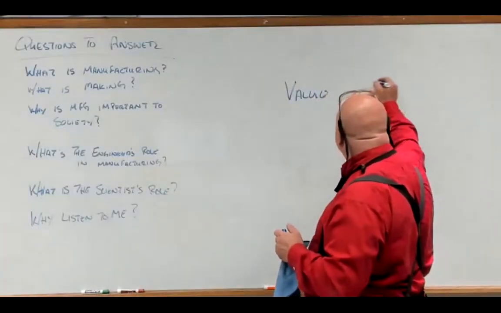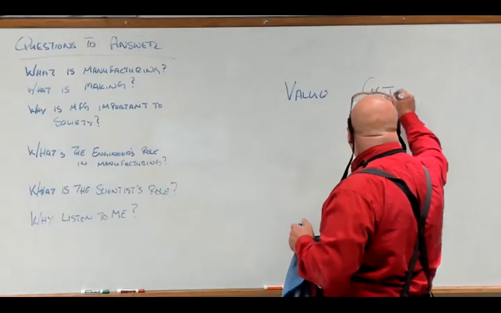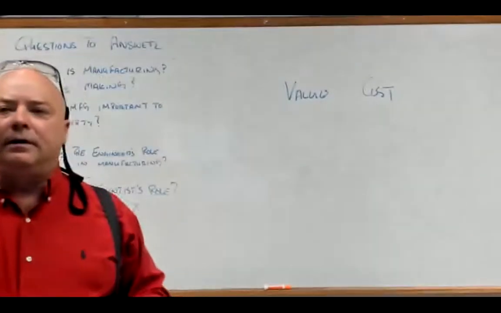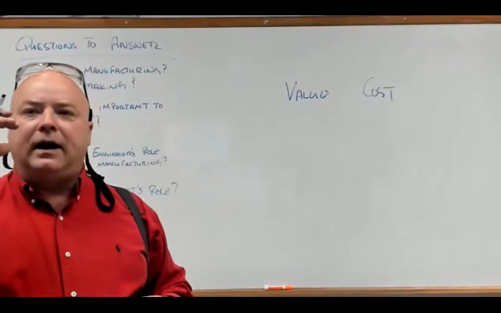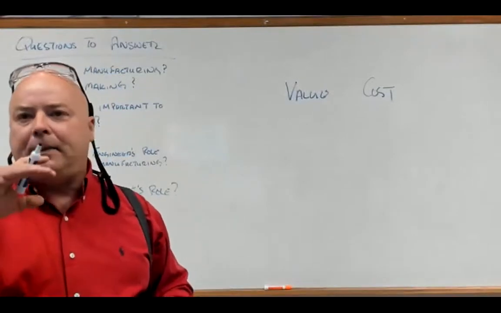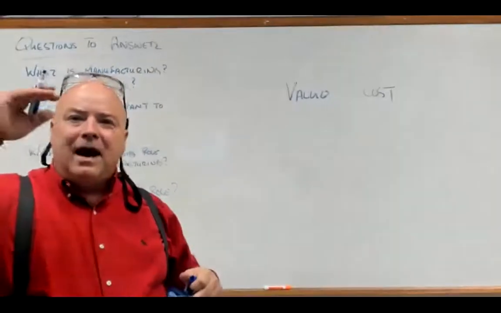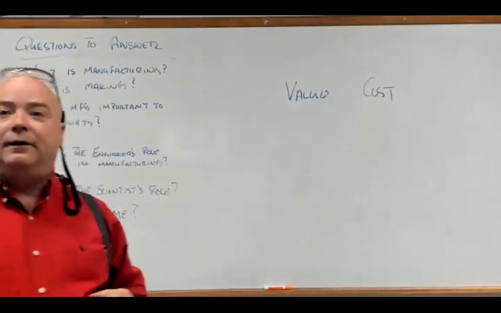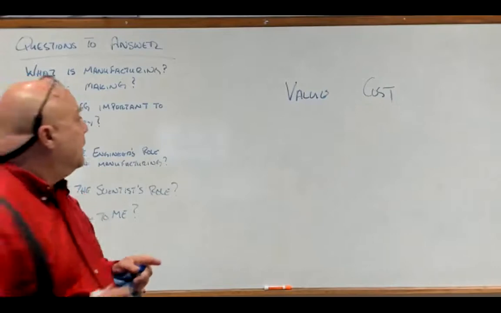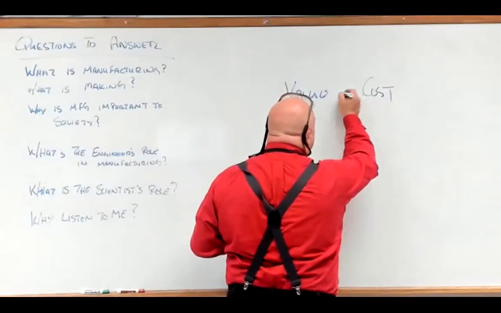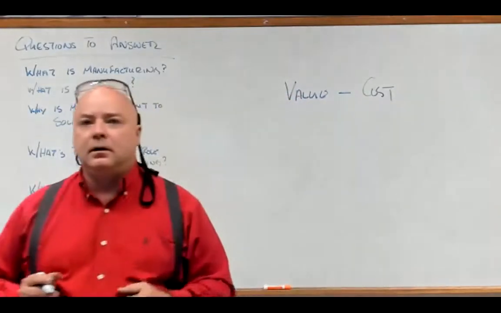The cost is how much did those raw materials and the production labor and the design of the setup and all those other things that we said was associated with the making. That was, how much money did we spend doing all that stuff? That's the cost. What's value minus cost? Profit. And I think value minus cost is profit.